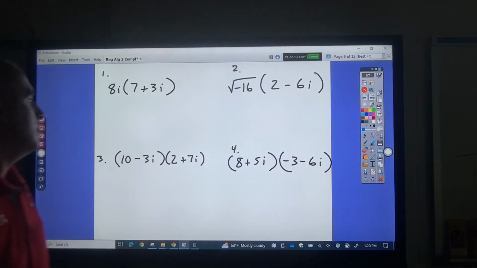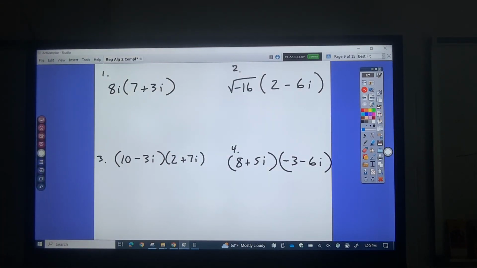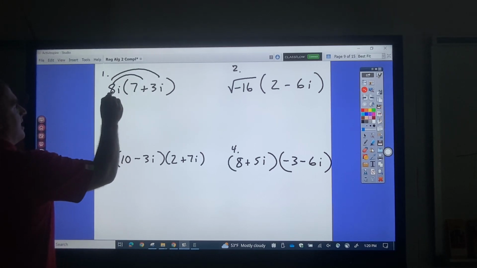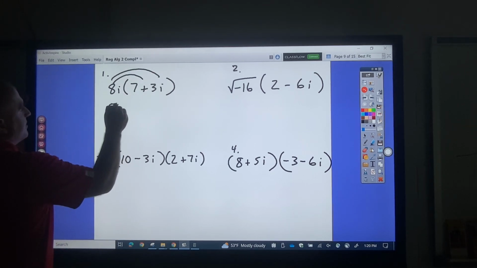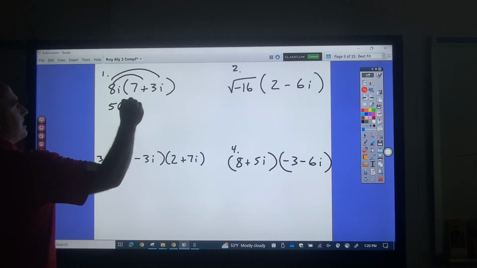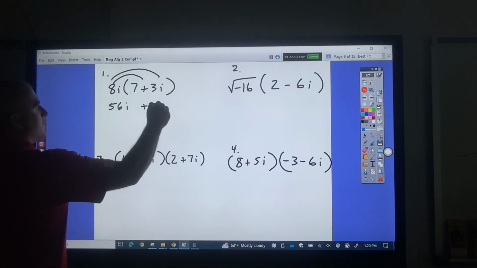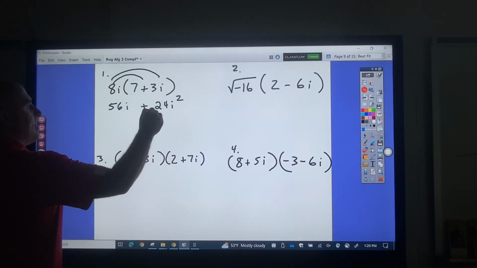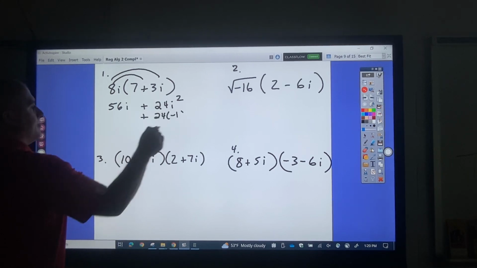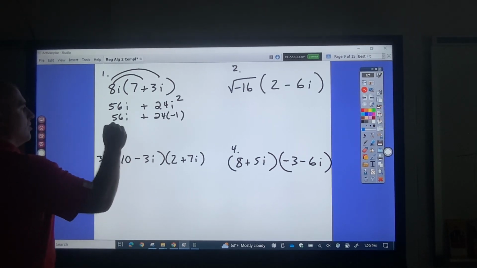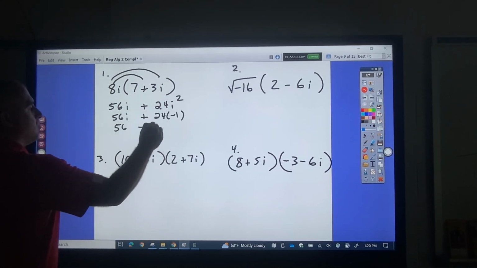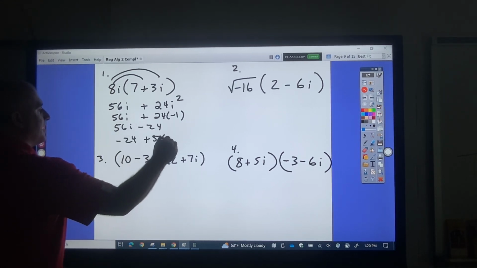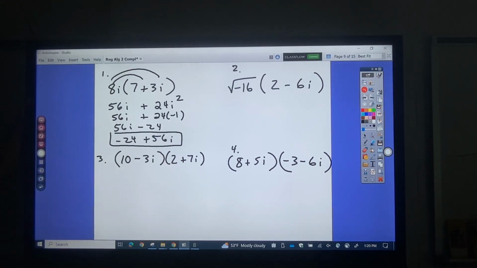Okay, now, this is multiplication or distributing. So what I would want to do here is multiply. 8 times 7i is 56i. 8i times 3i is 24i squared. Now, the i squared is a negative 1. So what this turns into is negative 24 with that 56i. So negative 24 plus 56i. You just got to change the order to put the real first.